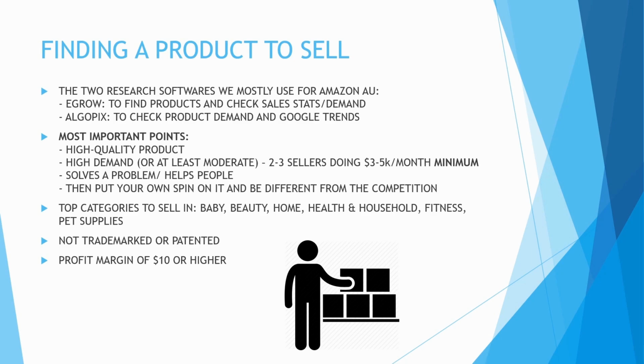So the most important points, which I was talking about just before, when it comes to product research: make sure you've got a high quality product. Now, when I say high quality, I mean don't buy crap from China. Don't buy these really cheap 50-cent bracelets, or really cheap fad products like fidget spinners. I find it to be absolute crap. You need to have a good product that actually helps people. First things first though, you need to make sure that it has high demand, or at least moderate. This means, in my opinion, on the Aussie market, 2 to 3 sellers doing 3 to 5K in revenue per month, minimum. That's minimum.